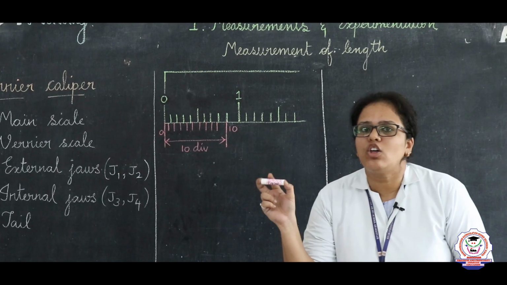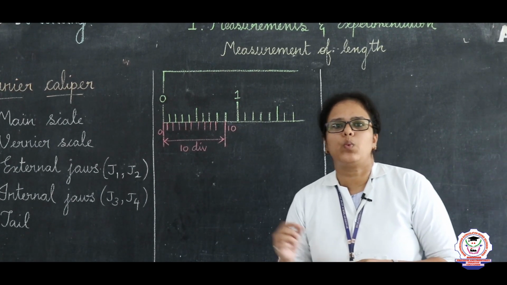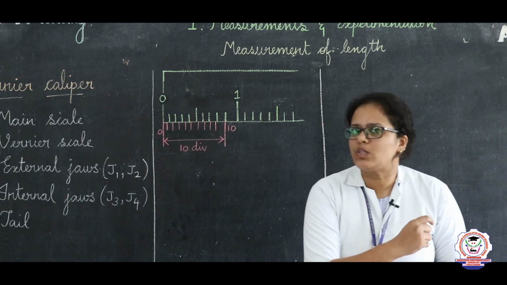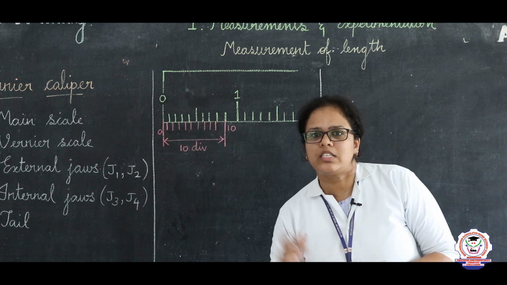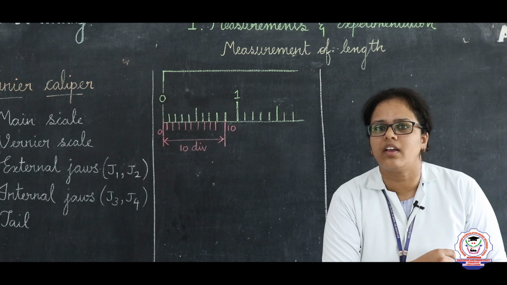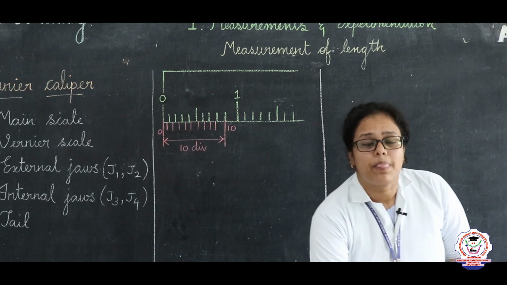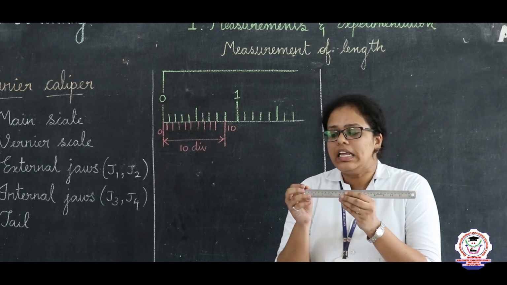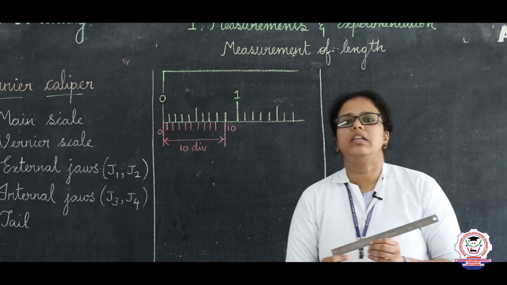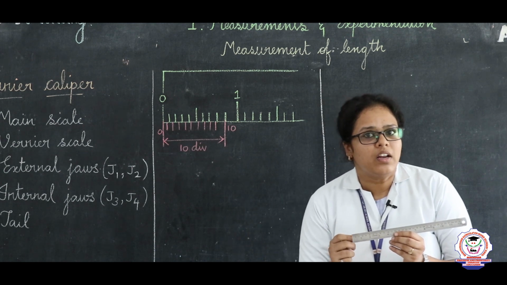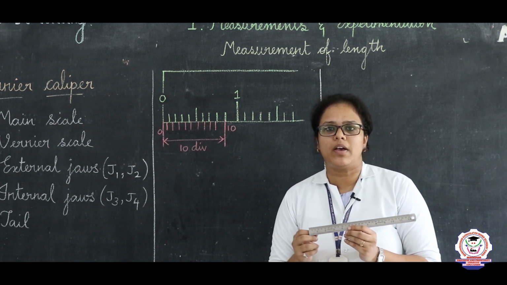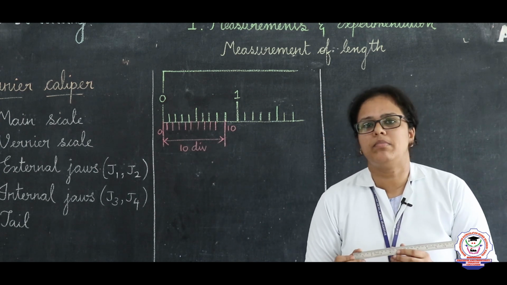Now we have seen the length of this object lies somewhere between 6.7 and 6.8 centimeter. Do I say it is 6.7 centimeter or do I say it is 6.8 centimeter? Here we are not able to get the accurate reading. Why? Because the least count, that is the least distance measured using any meter scale, is 1 millimeter. What is the least count here? The least count is the minimum distance. The minimum distance measured by a meter scale is 1 millimeter.